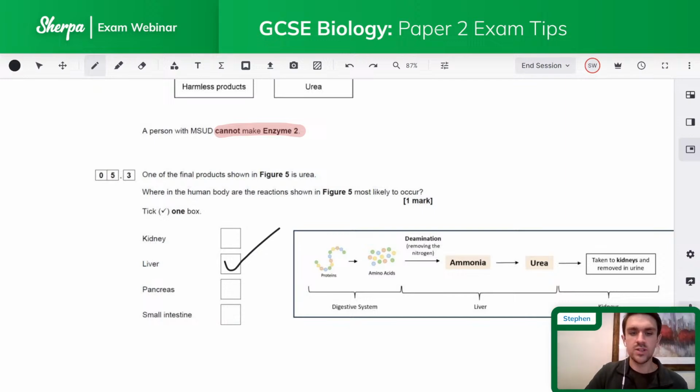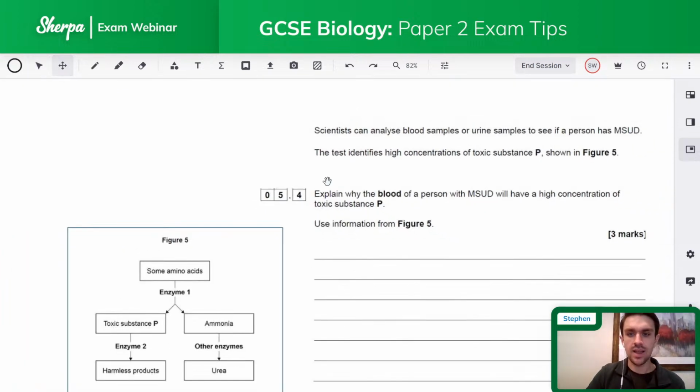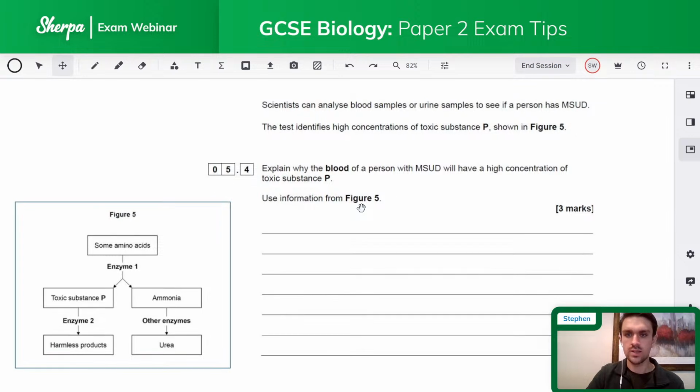Lovely. So we then put that information into practice. What it asks us is, scientists can analyze blood samples or urine samples to see if a person has MSUD. So I'm not going to be caught out on these two. I've been told that they can do blood samples and urine samples, so let's keep that in mind. The test identifies high concentrations of toxic substance P, shown in figure 5. Explain why the blood of a person with MSUD will have a high concentration of toxic substance P. Use information from figure 5.